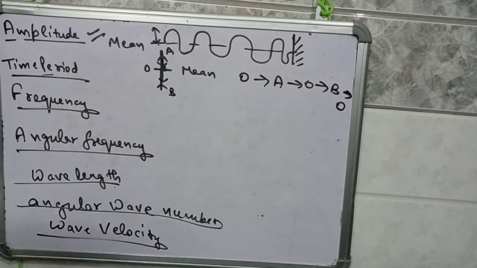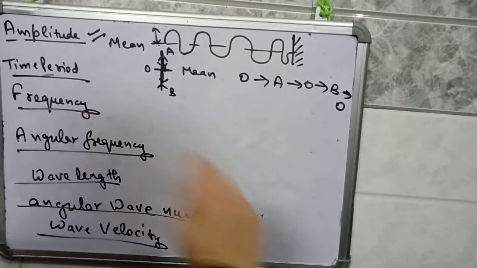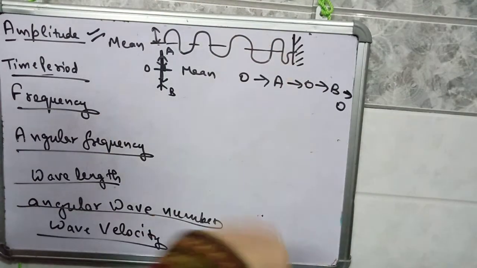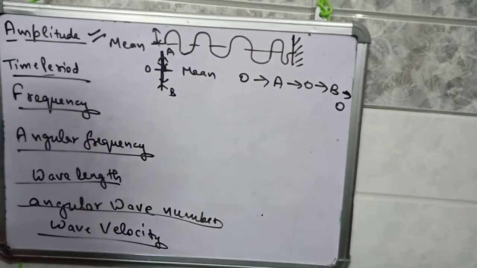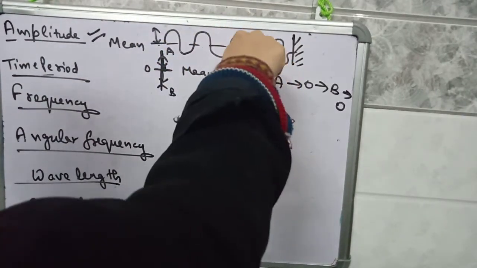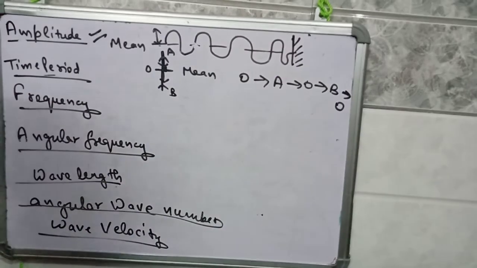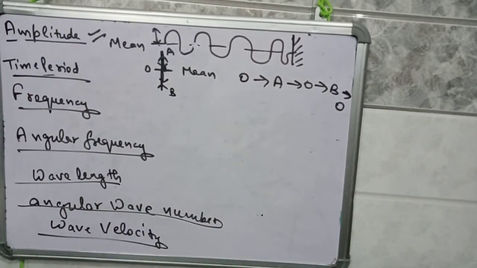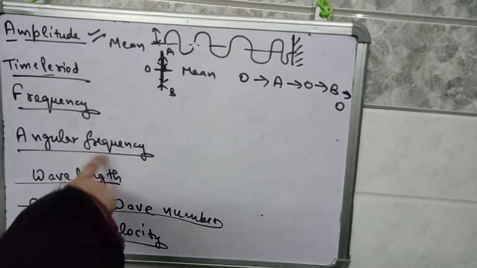Okay, so frequency. What is the frequency? Frequency of a wave is the number of waves produced per unit time. Okay, number of waves produced per unit time, or in 1 second how many complete waves are produced. For example, you are moving a string upward and downward. So suppose these are the waves formed. So how many such complete waves are formed in 1 second? That is the frequency.